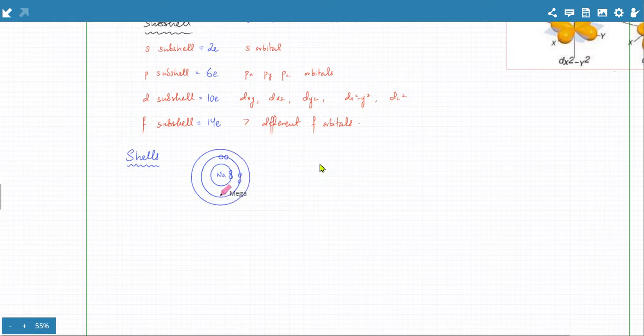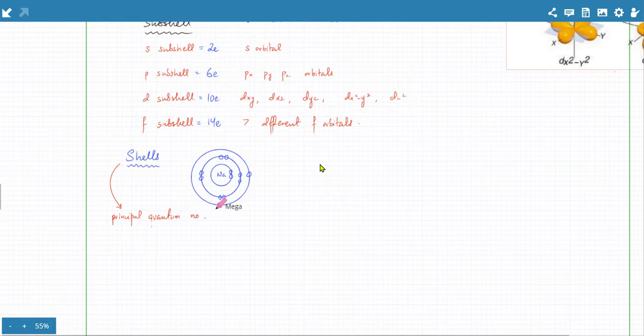And the last electron is in the third shell. Now, the reality is that the correct word for shells is the principal quantum number. So it's going to be called the principal quantum number, or you can call it the shell number. But principal quantum number is the more correct version.